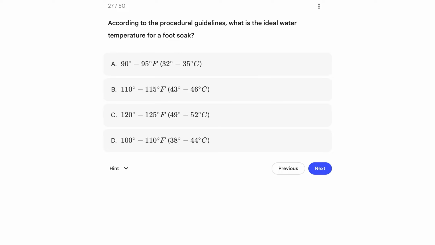Option A, 90 to 95 degrees Fahrenheit. Option B, 110 to 115 degrees Fahrenheit. Option C, 120 to 125 degrees Fahrenheit. Option D, 100 to 110 degrees Fahrenheit. Both of you, stand up. Which one is your answer?